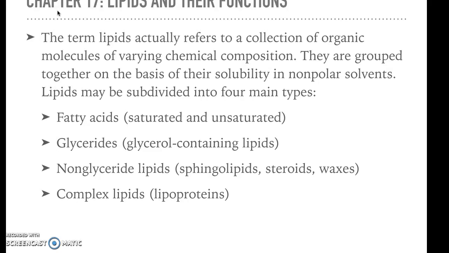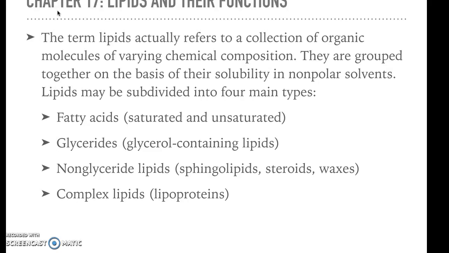Moving on to my second favorite, lipids and their functioning, from chapter 17. The term lipid actually refers to a collection of organic molecules of varying chemical composition. They are grouped together on the basis of their solubility in nonpolar solvents. Lipids may be subdivided into 4 main types. This is directly from the book, these 4.